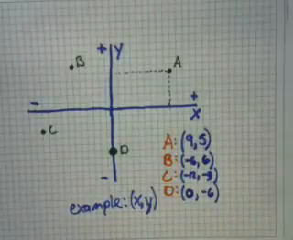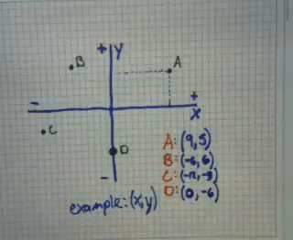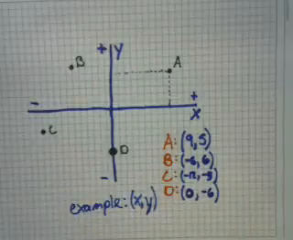It's an interesting point. And a 0 will always happen if you're on an axis. Now if you're on the x-axis, it'll happen for the y. If you're on the y-axis like this, it'll happen for the x.